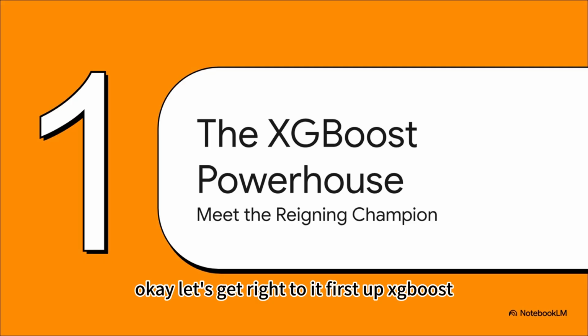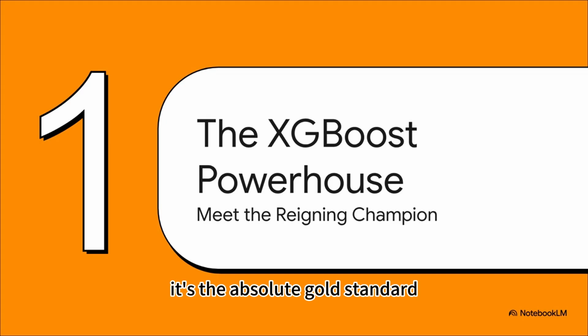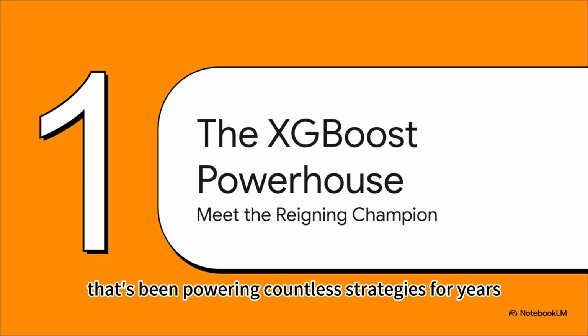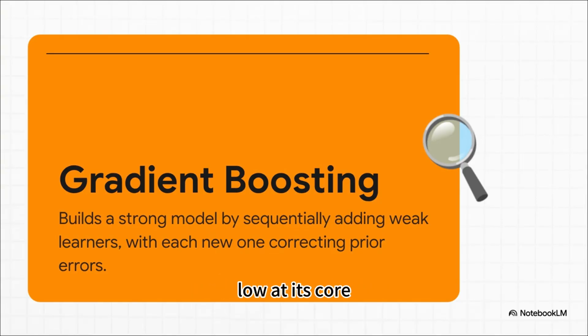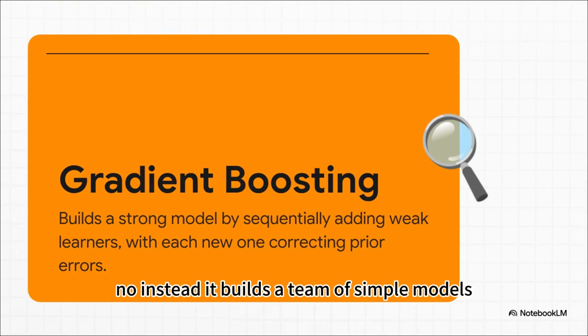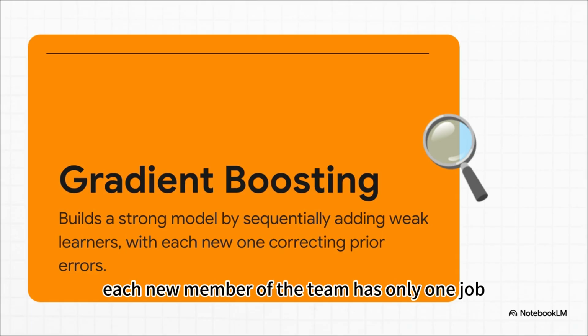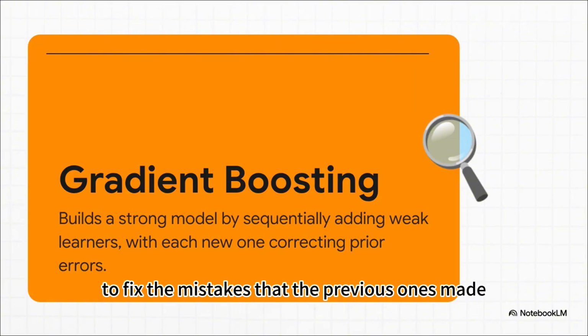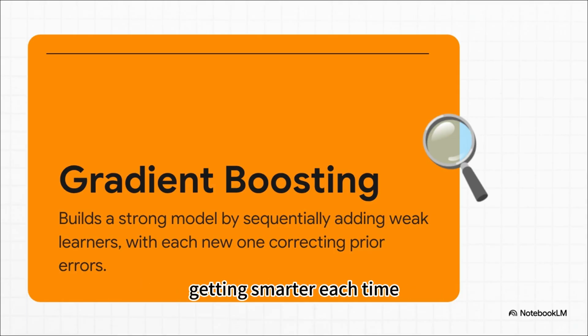First up, XGBoost. You have to understand, for a massive number of quant trading firms, this isn't just some algorithm. It's the absolute gold standard. It's the reliable engine that's been powering countless strategies for years. So what's under the hood? Well, at its core, XGBoost uses this really brilliant process called gradient boosting. See, it doesn't try to build one giant, perfect model from the start. No, instead, it builds a team of simple models. And here's the clever bit. Each new member of the team has only one job: to fix the mistakes that the previous ones made. It just keeps learning from its errors over and over, getting smarter each time.